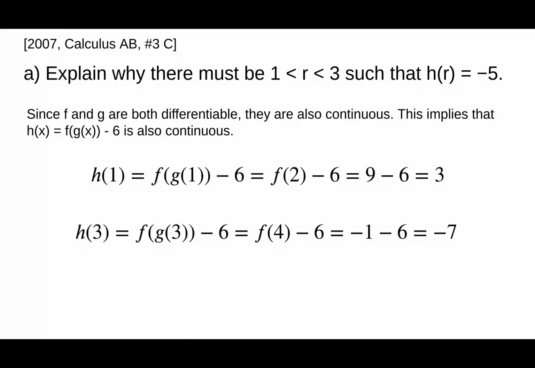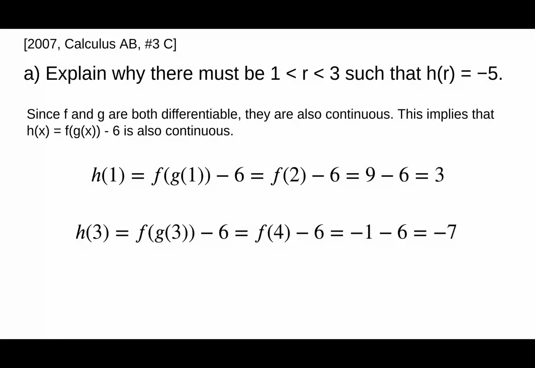H of 3 would be f of g of 3 minus 6. From the table, g of 3 is 4. Then we have f of 4 minus 6. F of 4 is negative 1. Negative 1 minus 6 is negative 7.